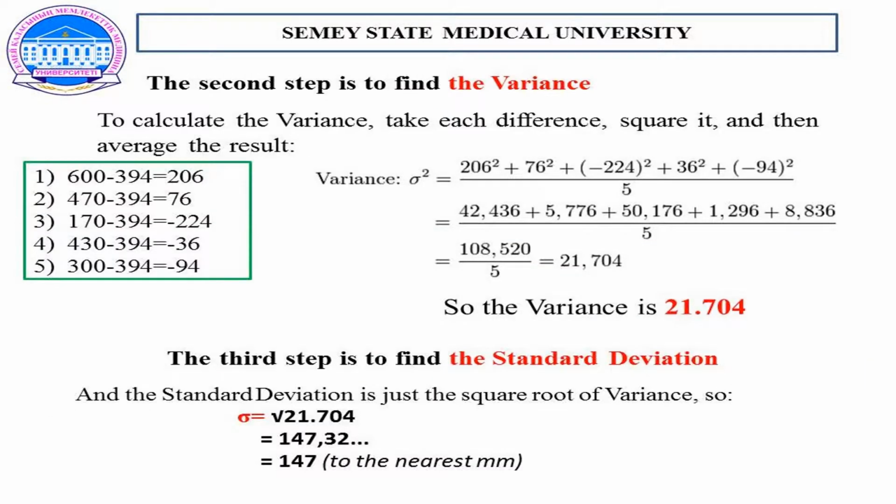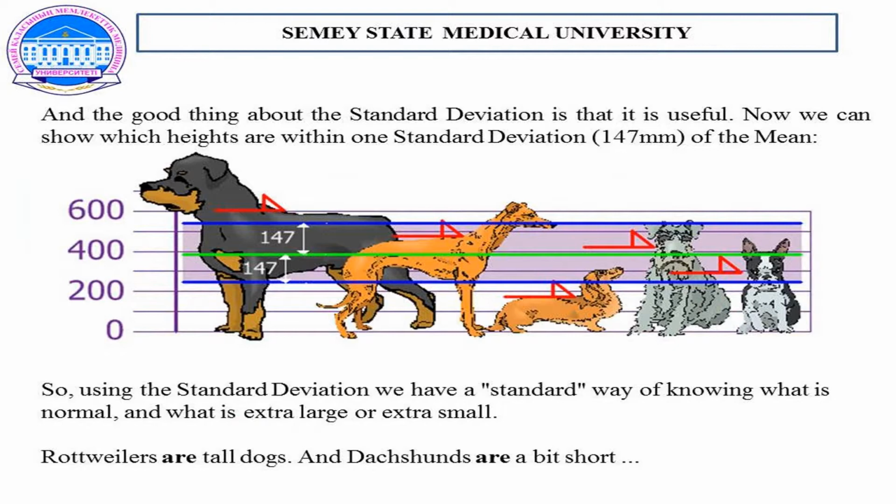The second step is to find the variance. To calculate the variance, take each difference, square it, and then average the result. So the variance is 21,704. The third step is to find the standard deviation. And the standard deviation is just the square root of the variance. So the standard deviation is 147. Now we can show which heights are within 1 standard deviation of the mean. So, using standard deviation, we have a standard way of knowing what is normal and what is extra large or extra small. To sum up, the first dogs are tall dogs and the third are a bit short.